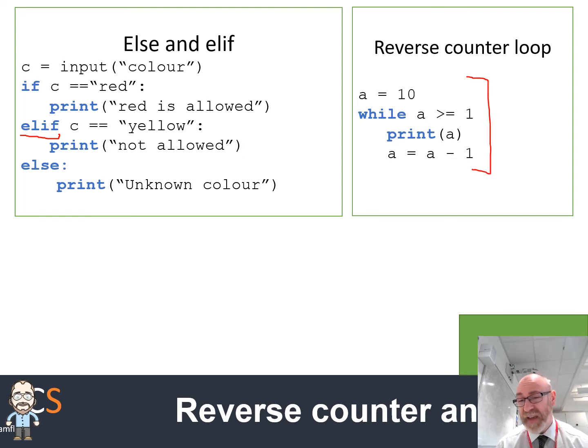Also, counter-controlled loops can go backwards. So we start at a large value and end at a small value. Just a reminder that we can create any pattern of numbers that we want to using a while loop.